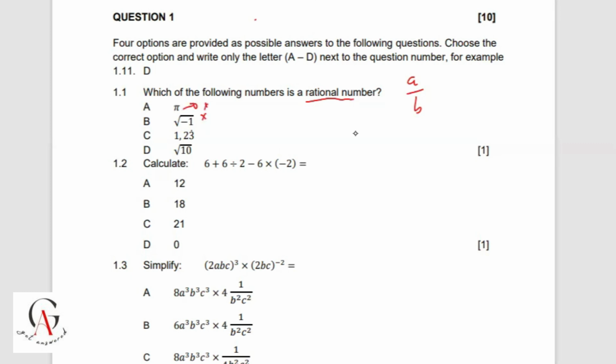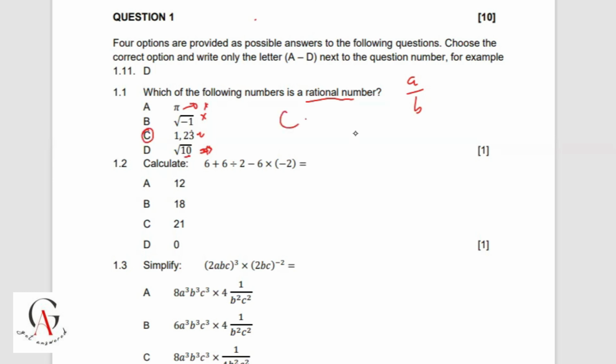Then 1.23 with a dot on top, which means this number is a recurring fraction. Are we able to find the square root of 10? Yes, but the answer we're going to get will be not ending. In other words, it cannot be expressed as a fraction. So the correct option will be option C. So number 1 is a C.